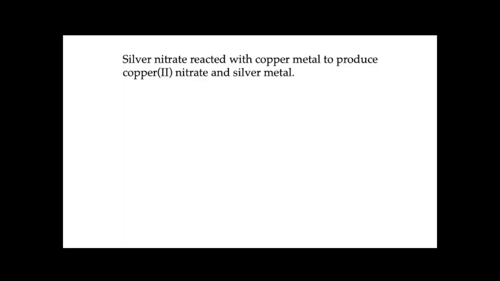Alright, so this reaction is silver nitrate reacting with copper metal, and it's producing copper 2 nitrate and silver metal. Now, there are two distinctions here, the things that we are reacting and the things that we are creating. The things that we are reacting are called reactants, and the things that we're creating are called products. The reactants are silver nitrate and copper. The products are copper 2 nitrate and silver.